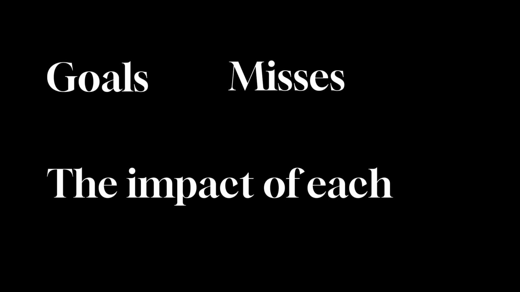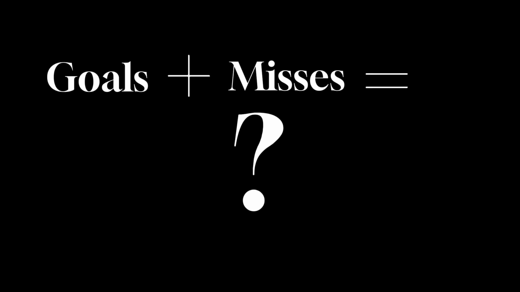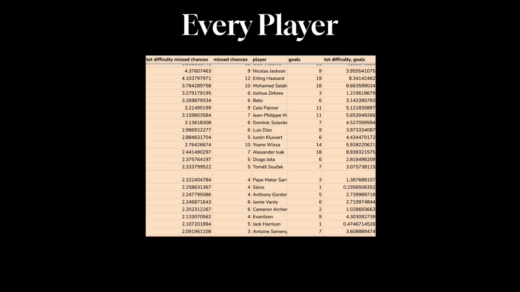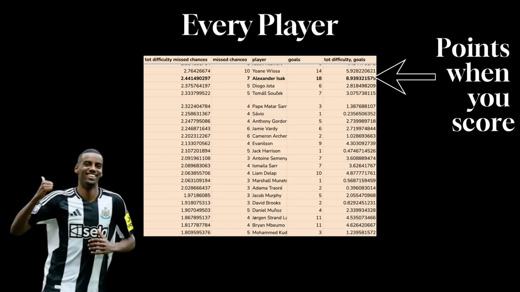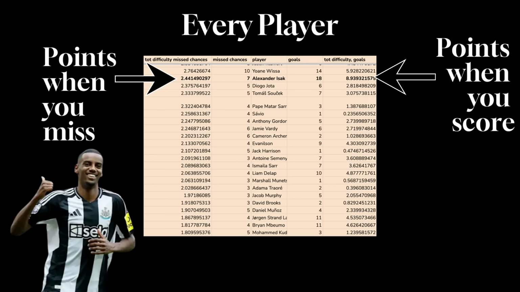Now that we've looked at goals, misses, and the impact of each, what if we want to understand how they compare? In this video, I've shown how every player accumulates some number of points for the goals they score, and also accumulates those points for all the big chances they miss. Let's look at Alexander Isak.